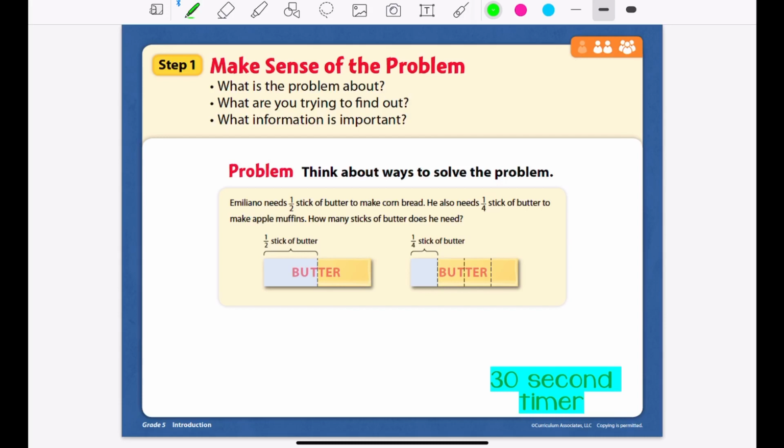Emiliano needs 1/2 stick of butter to make cornbread. He also needs 1/4 stick of butter to make apple muffins. How many sticks of butter does he need? So I want you to consider both of these models, and then I want you to try to make sense of the problem. Ask yourself the following questions at the top of the screen. I'm gonna give you about 30 seconds to ask yourself these questions and reflect.